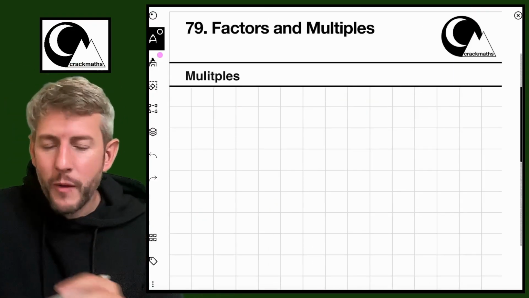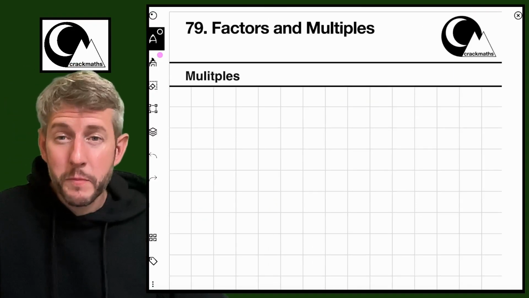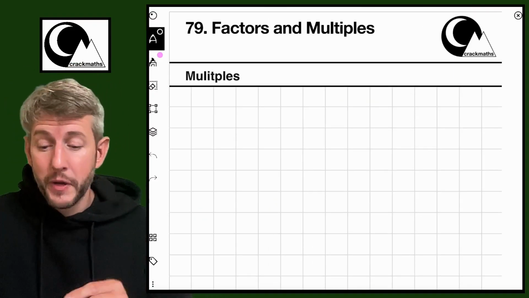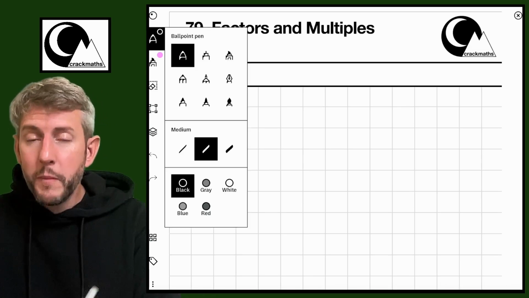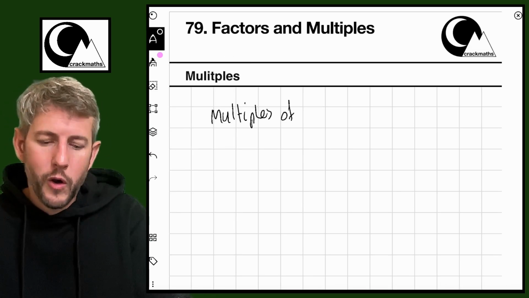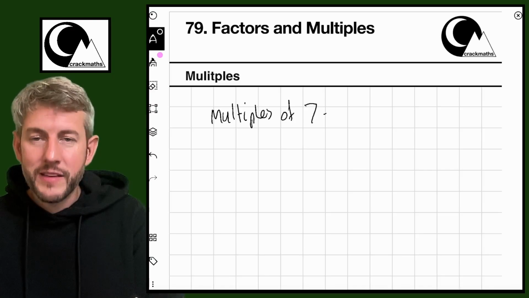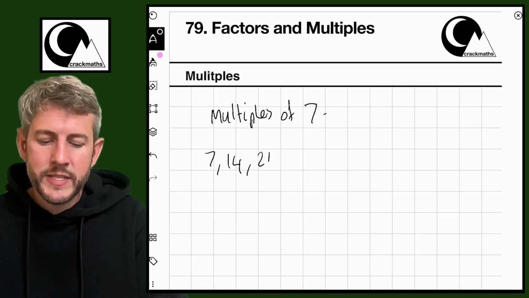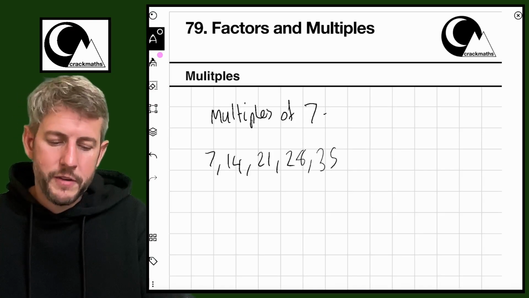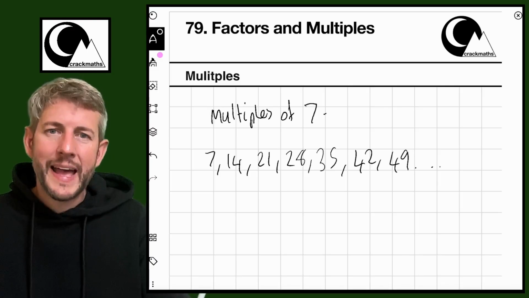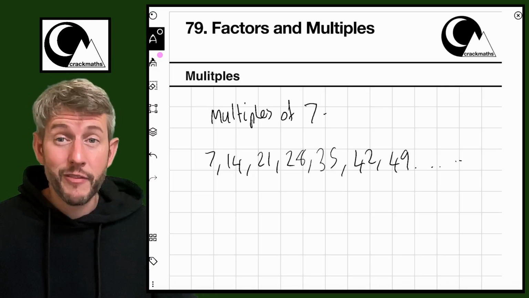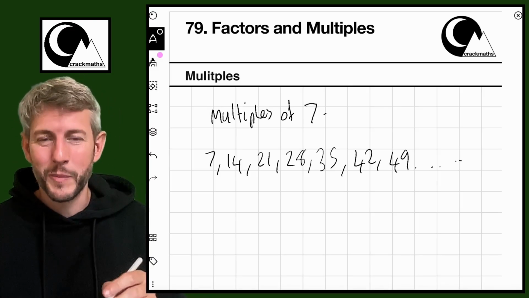So here we go, we've now got multiples. Now multiples are simply the times table for any number that you're talking about. So if I'm looking for, say, the multiples of 7, that's going to be 7, 14, 21, 28, 35, 42, 49, and so on. Okay, we can continue forever. So I'm just going to stop at some point.